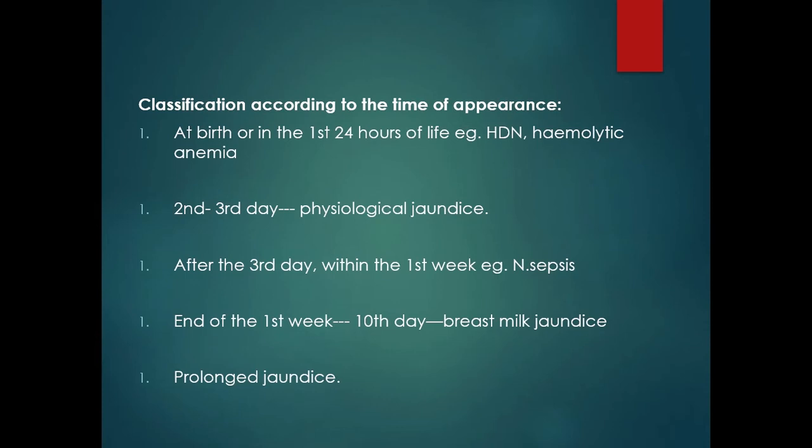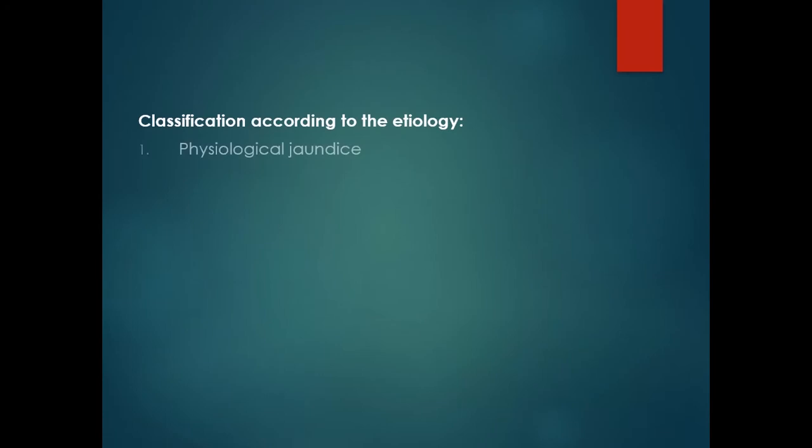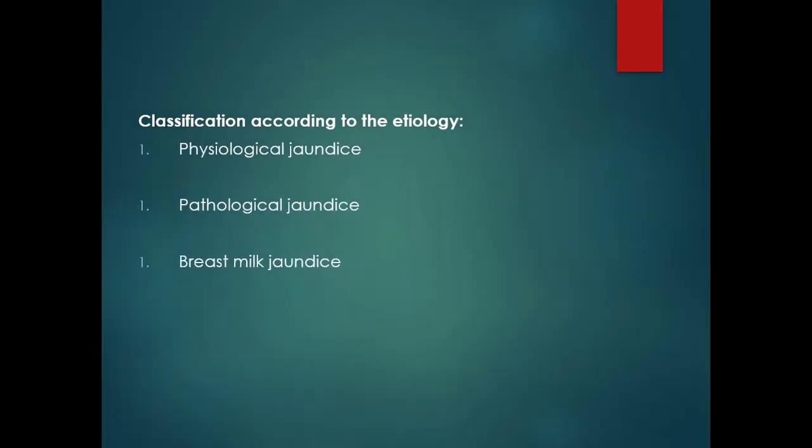After the third day and within the first week, it is mostly due to neonatal sepsis. At the end of the first week and up to 10 days, most likely it will be due to breast milk jaundice. Prolonged jaundice, that is to say jaundice persisting more than 2 weeks. Classification according to the etiology: either physiological jaundice, pathological jaundice with its various causes, or breast milk jaundice.